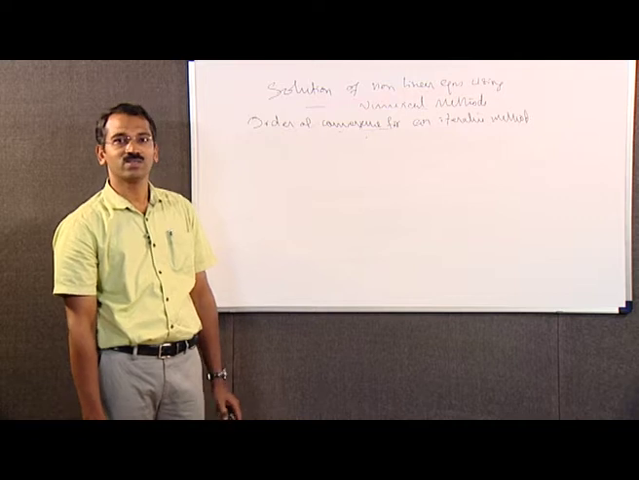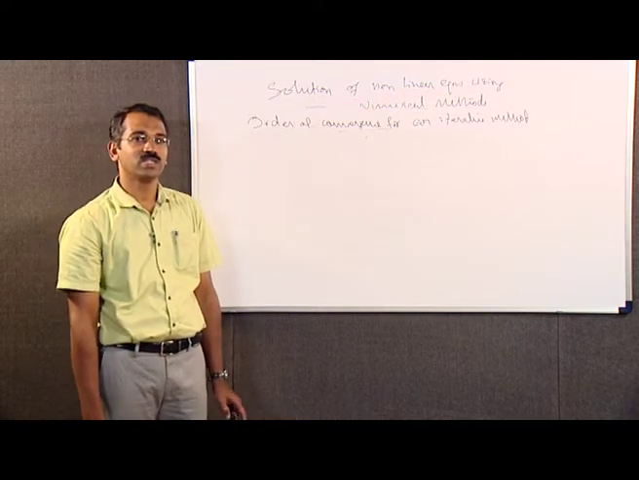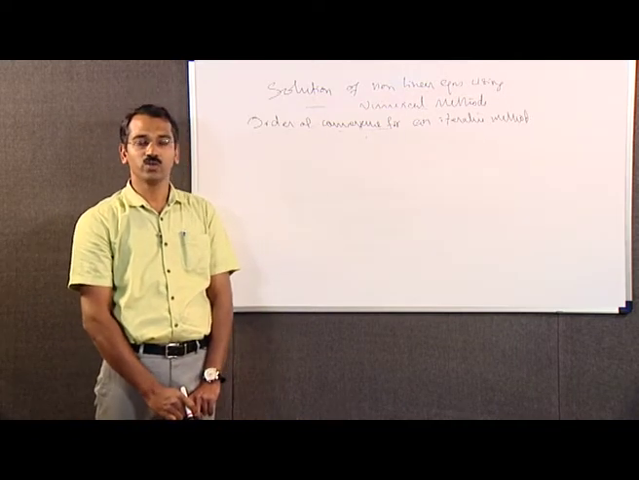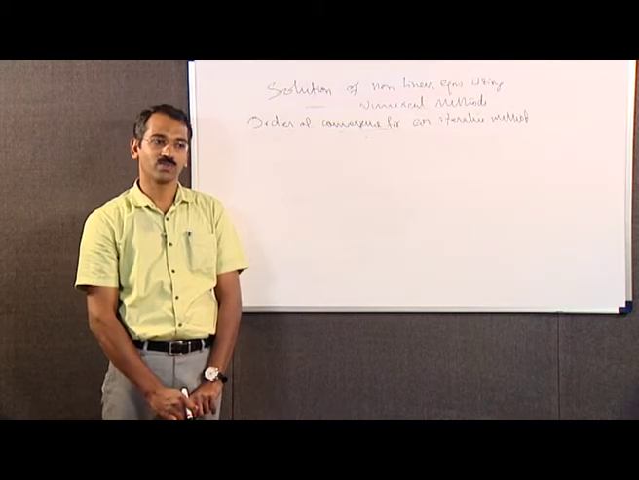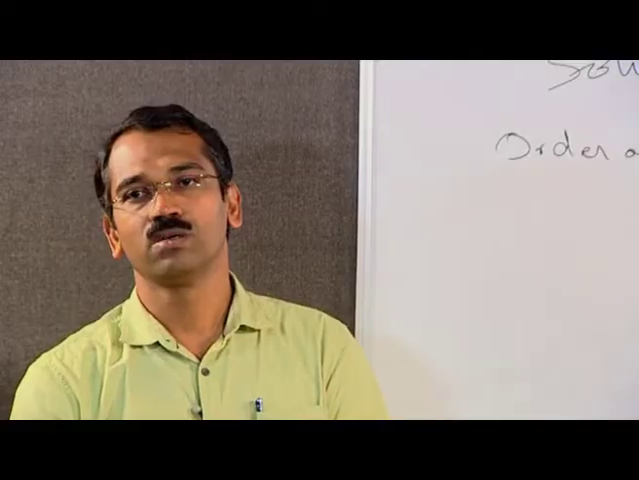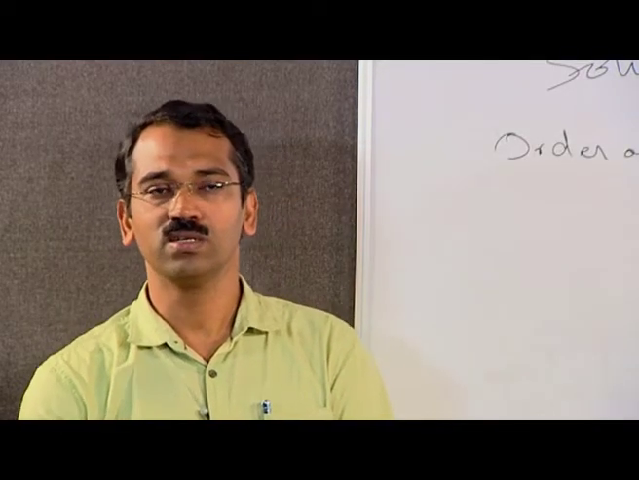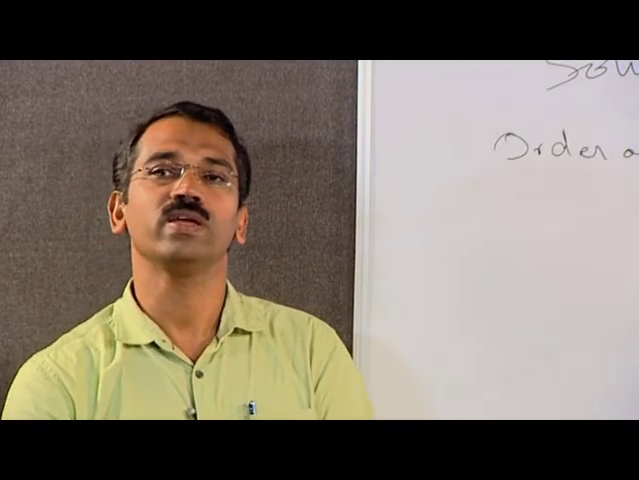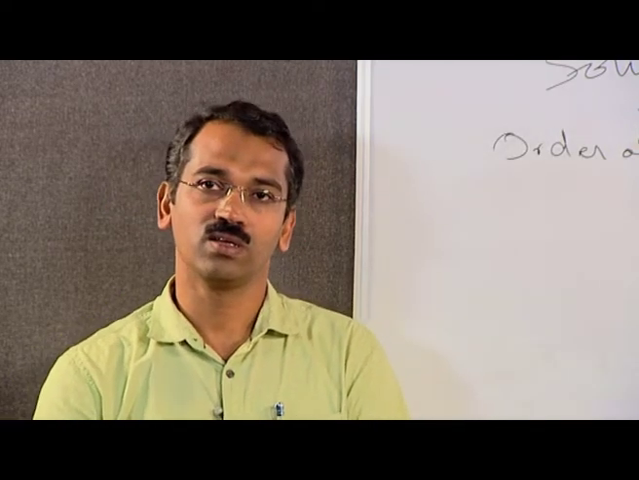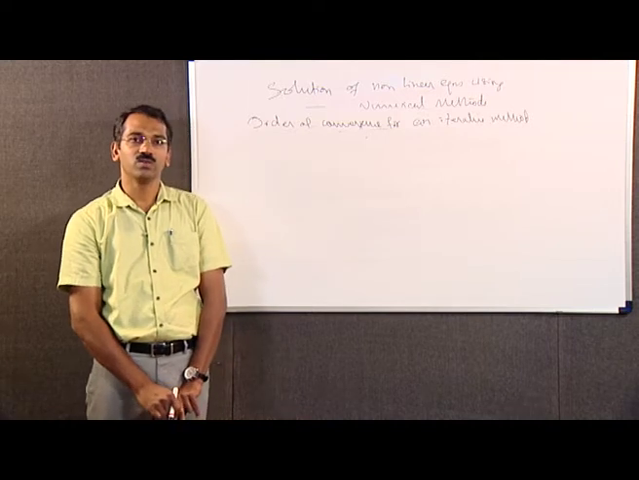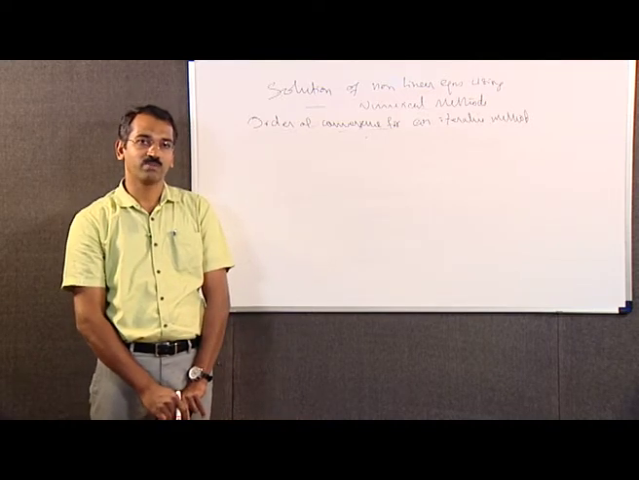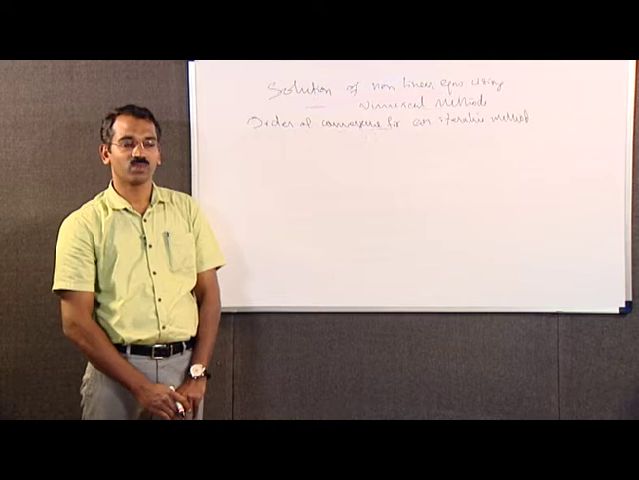Let me conclude this session. In this session, we discussed two numerical methods to solve equations of the form f of x equal to 0. The first method is bisection method. In the bisection method, we find out the interval of approximation and bisect the interval. Continue the procedure up to the desired accuracy.